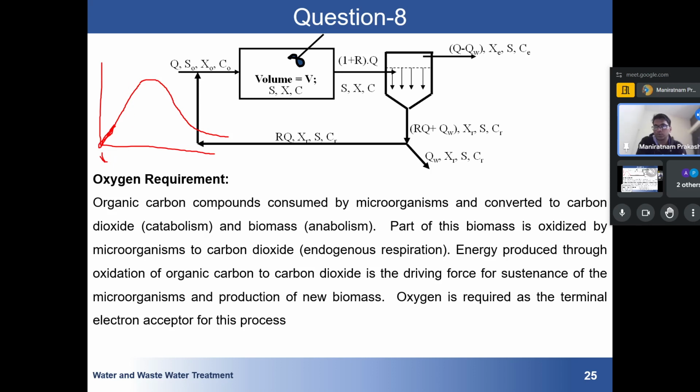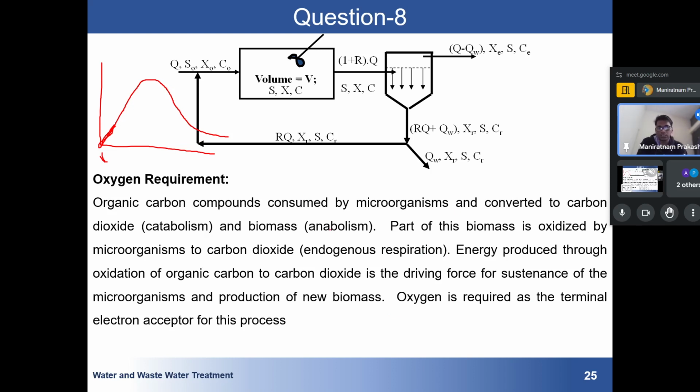Their population will grow, and after some time all the food present in the system will be finished off. There is no food, so no production of energy. Remember, this is the population, the number of microorganisms. Since there is no food, the biomass, the concentration or population of microorganisms, will go down. This is written here.